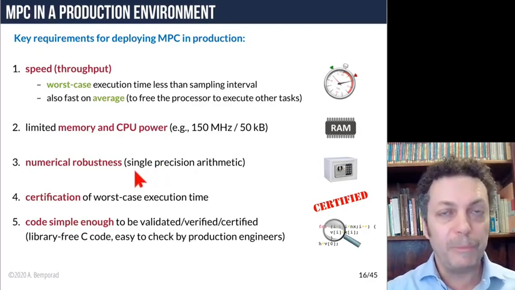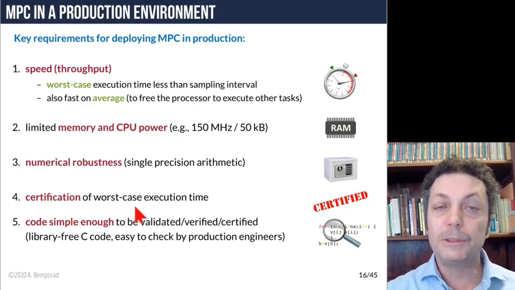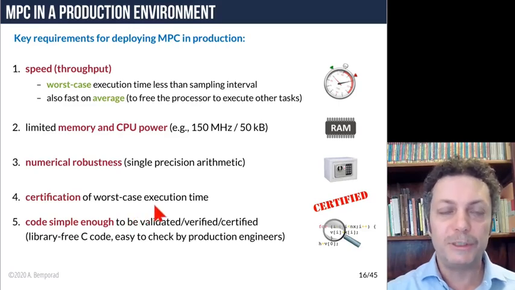It must be very robust numerically. Still, a lot of applications run in single precision arithmetic, so your solver should be robust enough to tolerate such low precision. And also you would like to be able to certify the worst case execution time, for the reason I was mentioning before.